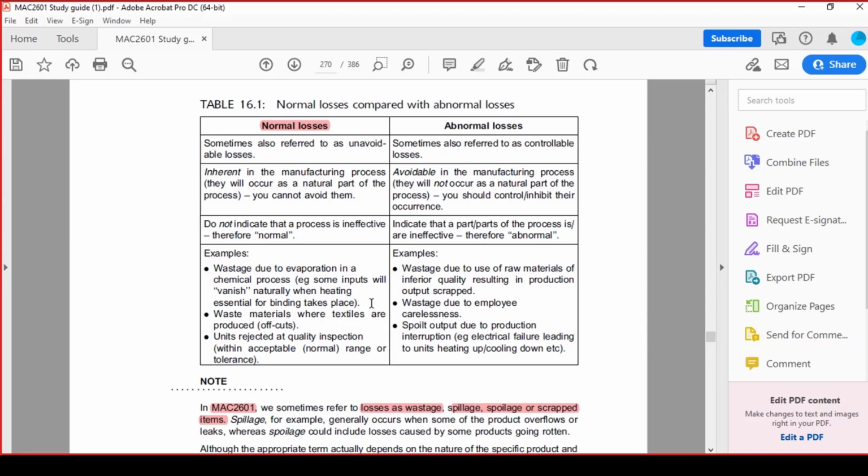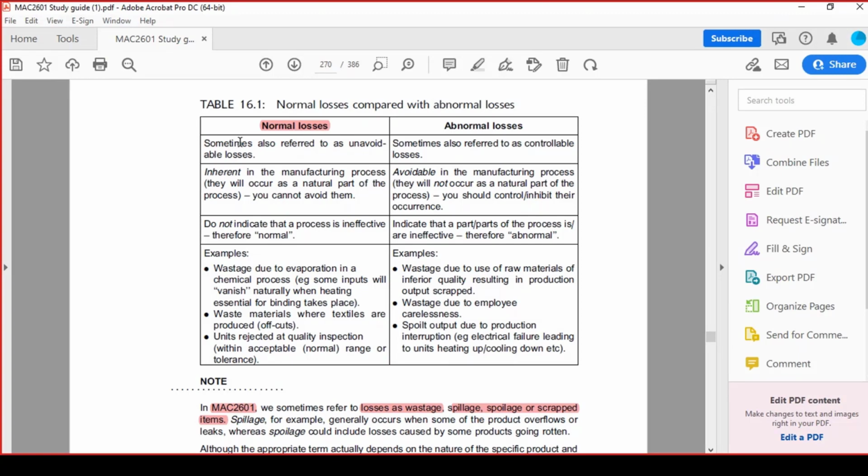And as we've mentioned, it's inherent. It occurs naturally as part of the process. You cannot avoid it. So there's more emphasis on saying that it's part of the process, you cannot avoid. But on the other hand, abnormal is the opposite. So normal loss does not indicate that you are having an ineffective process. It's normal, hence the word normal. But the other one shows inefficiency, hence the word abnormal, right?